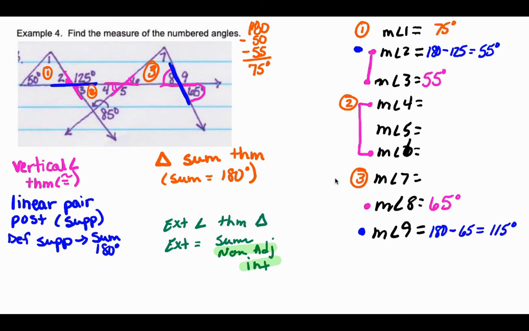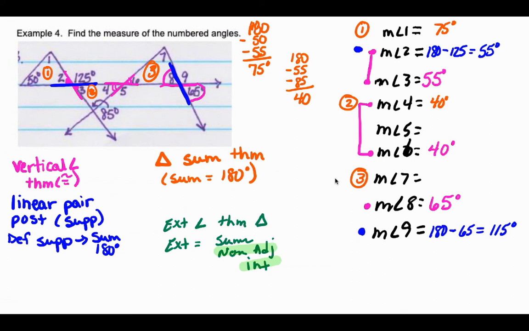For our second triangle, we're going to start out with the 180. We're going to subtract the 55 for angle 3 and the 85 for that angle at the bottom of that triangle, and we end up getting 40 degrees. Before we move on, we already said that angle 4 and angle 6 were going to be vertical angles. So now that I have angle 4, angle 6 is that same 40 degrees.